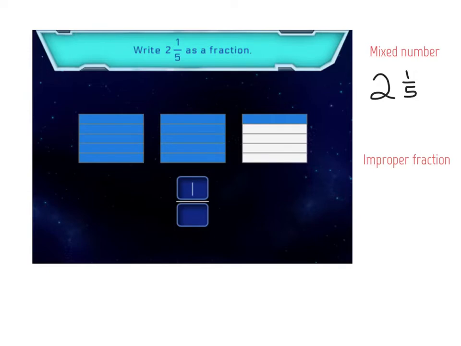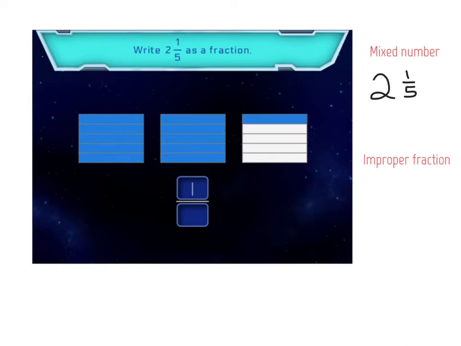But they want to change it to an improper fraction. And I know this because there's only a numerator and a denominator. There's no whole number space here, like you see here, a whole number. You just see a fraction. So we need to change 2 and 1/5 into an improper fraction.